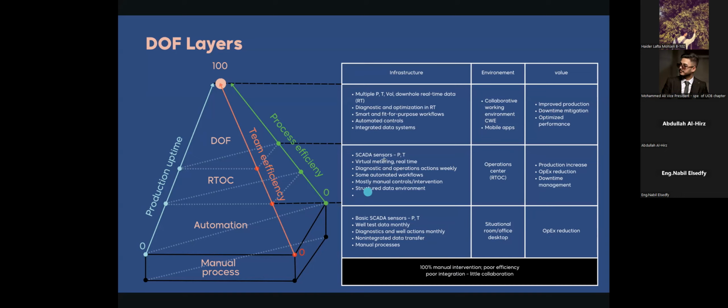If we jump more on these layers, we go to the RTOC layer, which is the real-time operating center. Now we are recording pressure and temperature. Now we are starting to utilize virtual metering in real time. And the virtual meter, I believe all of you know about virtual metering, which is basically a Prosper model, or any commercial application in the industry. You can utilize it to build a virtual metering that can give you what we call the performance of your well.